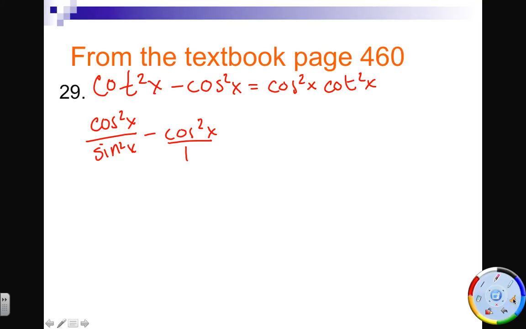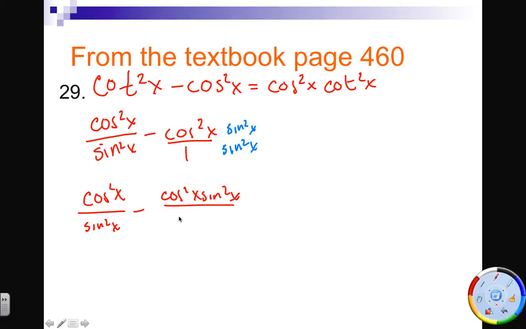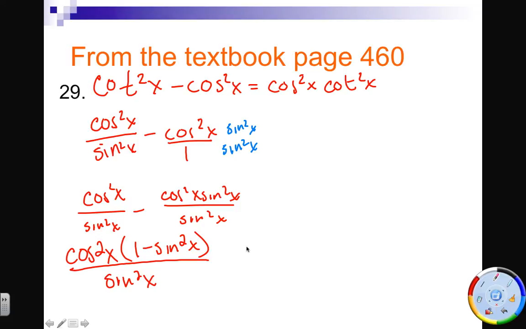So here I need to multiply by sine over sine. So I get cosine squared x over sine squared x minus cosine squared x sine squared x over sine squared x. Now I can combine these two things. You notice I'm going to get cosine squared minus cosine squared sine squared, which means I can factor out cosine squared x over sine squared x. And let's take one piece at a time here.